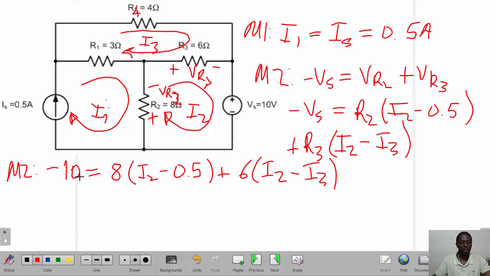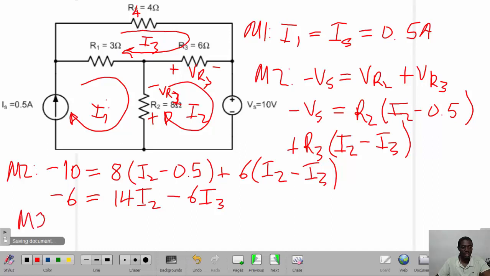So 8 multiplied by 0.5 will give us minus 4. Minus 4, when we take it over the equal sign, it becomes a plus 4. So what we have here is minus 6, giving us 8I2. 6I2 gives us 14I2. And then we have minus 6I3. That's the equation we have for mesh 2. So for mesh 2, we've simplified the equation and we've made it in that way.